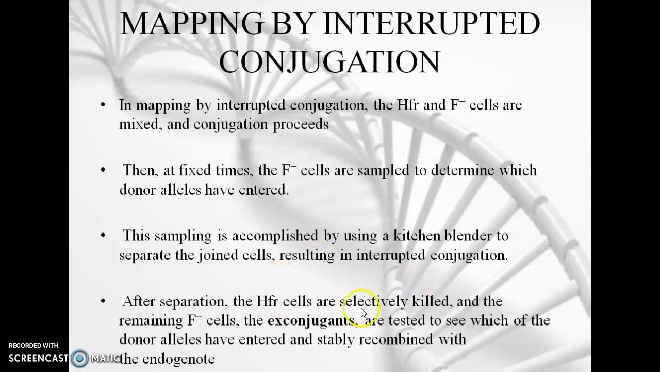So the HFR cells are selectively killed and the remaining F- cells are tested to see which donor alleles have entered into the recipient cells and stably recombined with the endogenome, that is the chromosomal genome.